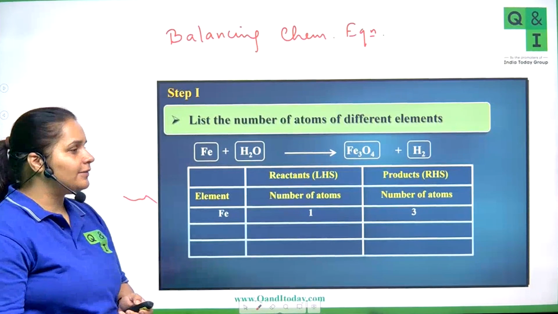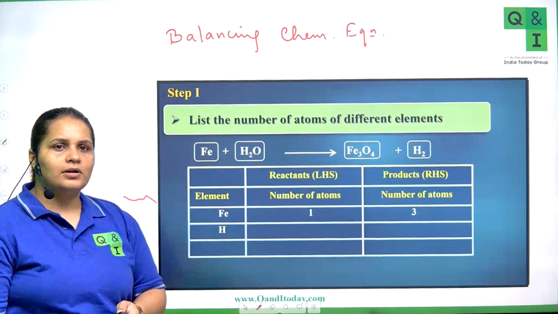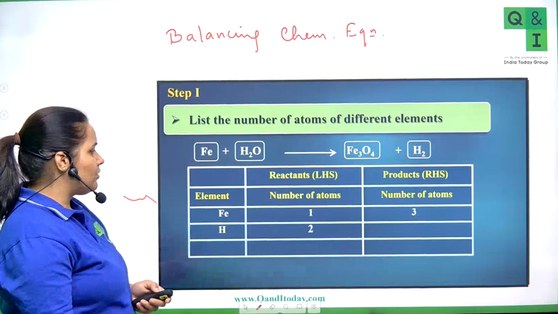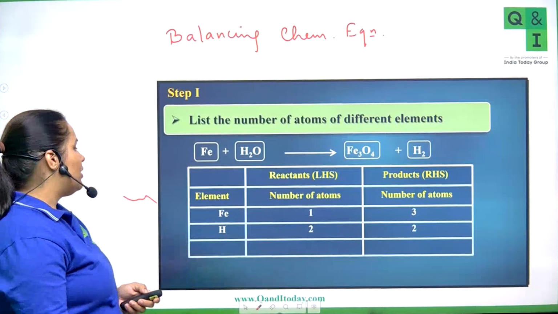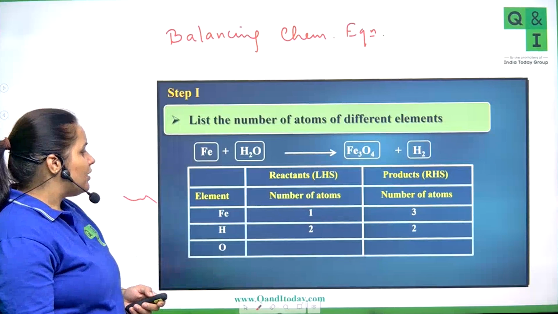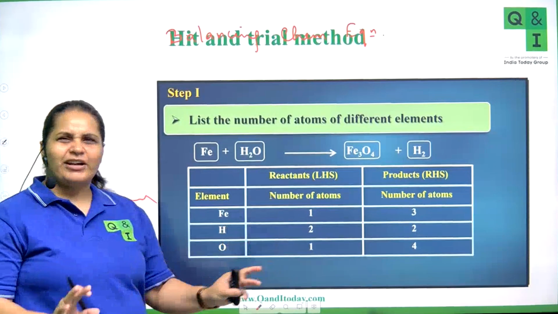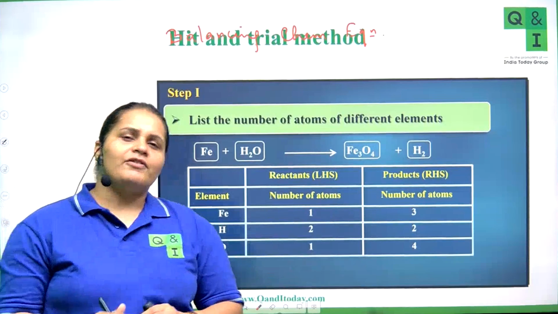Next element is hydrogen. So 2 on the left, and on the right side again 2. Then oxygen? 1 on the left, and 4 on the right side. So definitely they are not balanced.